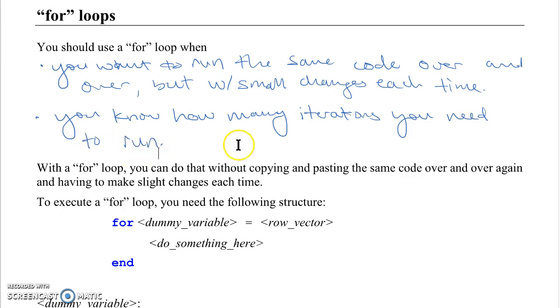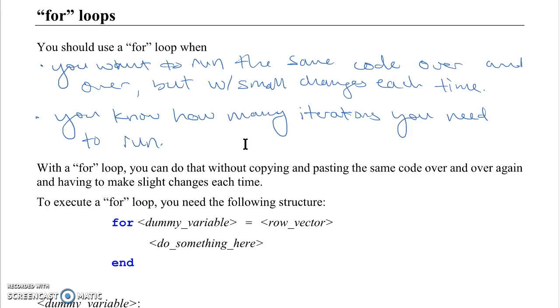And so with a for loop, you can do that. You can run the exact same code over and over and over again with just small changes each time, without having to copy it and then paste it again and then paste it again below over and over again, and having to then go back and make the slight change each time.